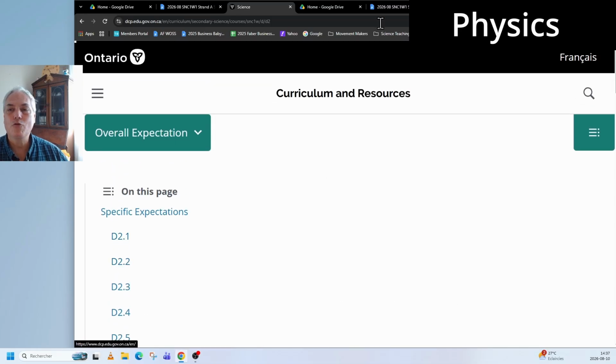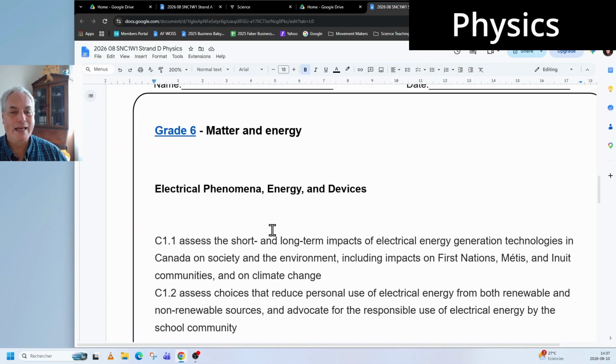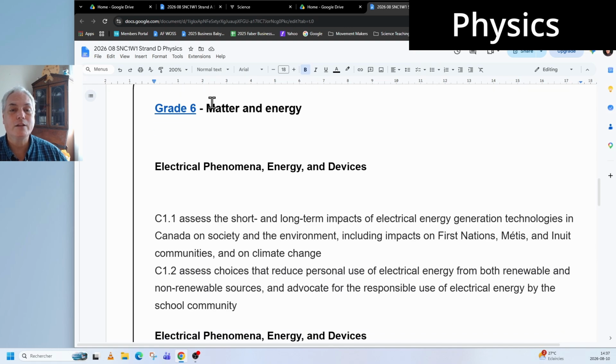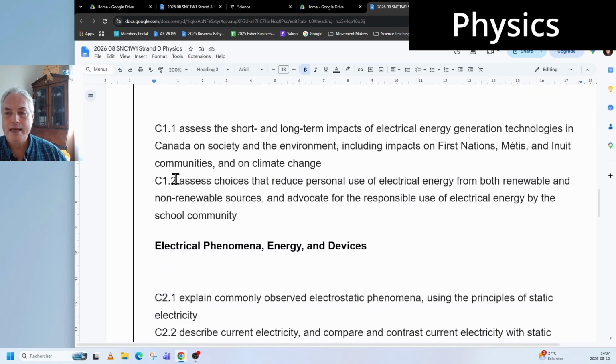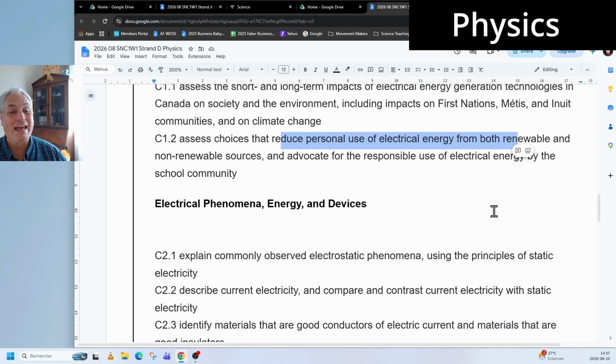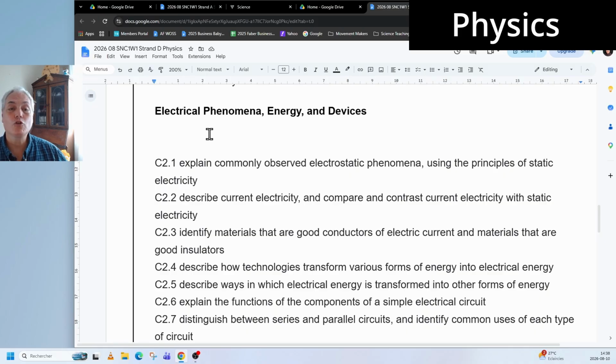Perfect. So that is for electricity. Let's look at what they've looked at in the past. In grade 6, when they looked at their unit on matter and energy, they looked at the short and long-term impact of electrical energy generation technologies related to First Nation, Métis, and Inuit communities. And here they also talked about climate change. So they have some thinking about that. Assess choices to reduce personal use of electrical energy. So here will be more about their ideas. Now, I think I'm going to do a data collection in their own home to try to see if they can help themselves. In grade 6, they also looked at the electrical phenomena.